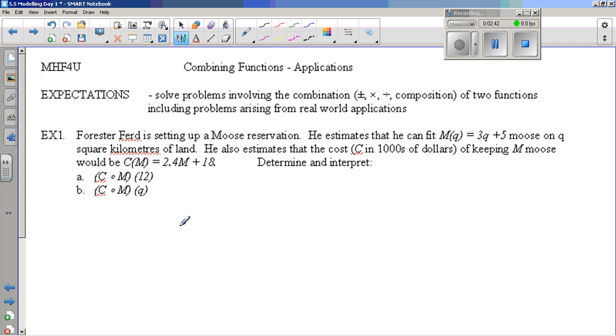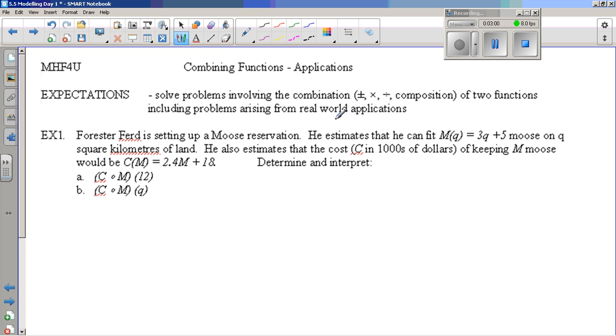Now, is this our only example? No, we've got a couple of examples. But it's this idea of application, combining functions, modeling, that's the idea. Solve problems involving the combination of two functions, including problems arising from real-world applications. And we're going to do a couple of days of this sort of thing.